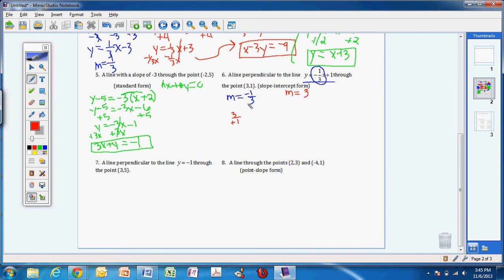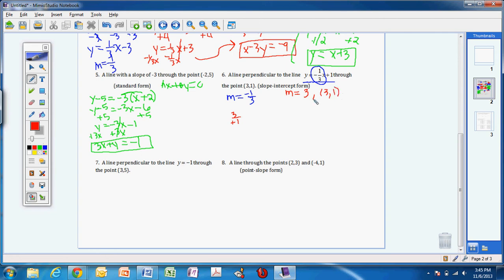Because look at these. The slopes of both of these lines, the opposite reciprocal of -1/3 is 3. So if I have two lines that have -1/3 as one and 3 as the slope of the other line, I know that they're going to be perpendicular. So now is the point where it's important that they tell us the point that we're going through. Because it's saying I want to write the equation of the line with the slope of 3 through the point 3, 1. So now we're through the point 3, 1.